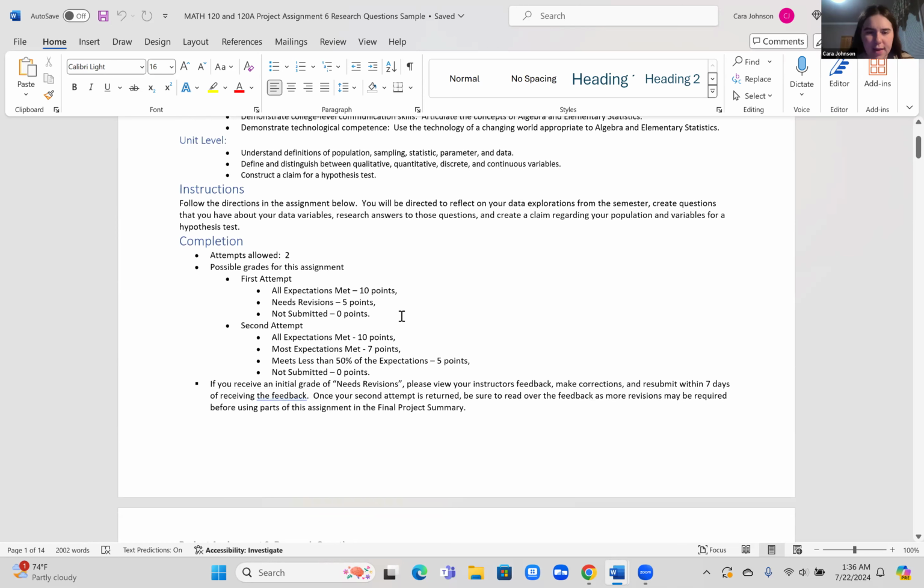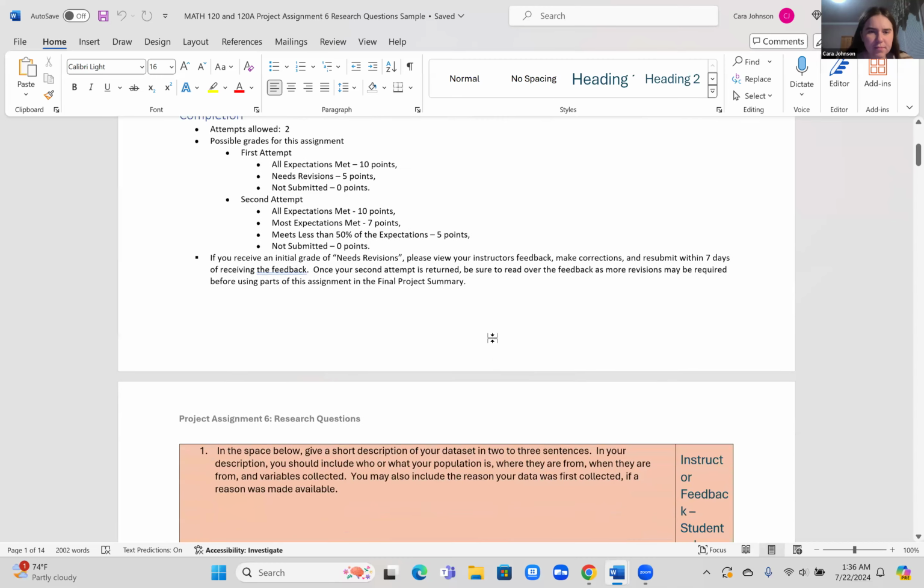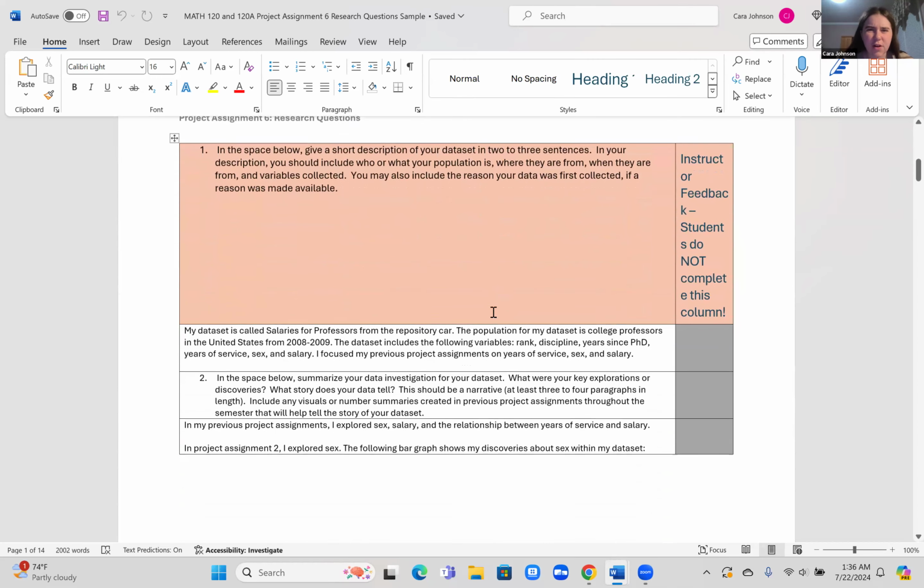The grading policy is the same as all the assignments have been. If you don't get 100% on the first attempt, you'll get a 50% and you'll get needs revisions. Once you make the changes, then you should get 100%. So let's start going through this here.